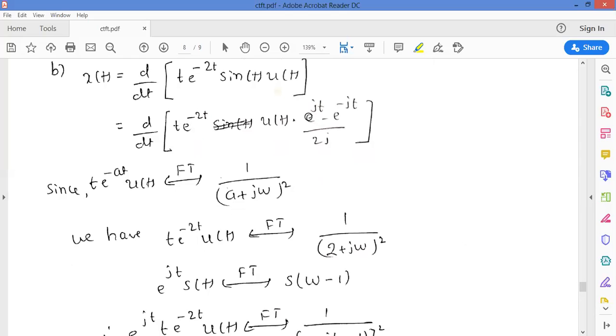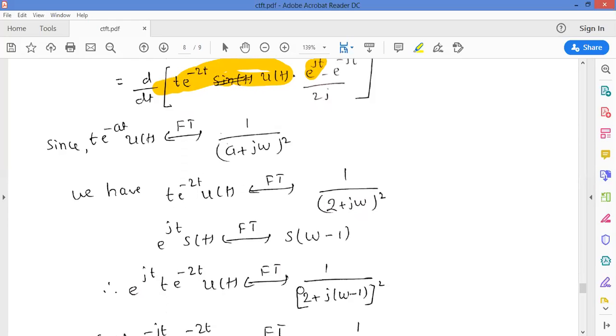Now, what is left here? This entire thing, t e power minus 2t into u of t, gets multiplied by e power jt. You already know e power j beta t into s of t Fourier transforms into S of omega minus beta. Here beta is 1. So e power jt, t e power minus 2t u of t Fourier transforms into 1 by 2 plus j omega changes to omega minus 1, whole square.